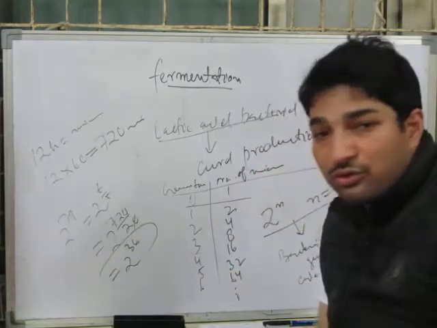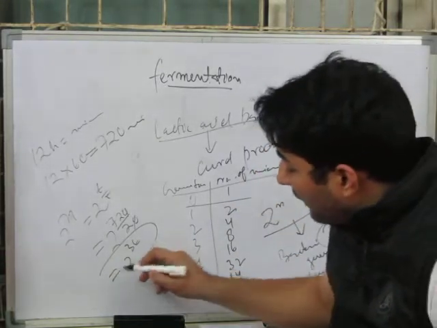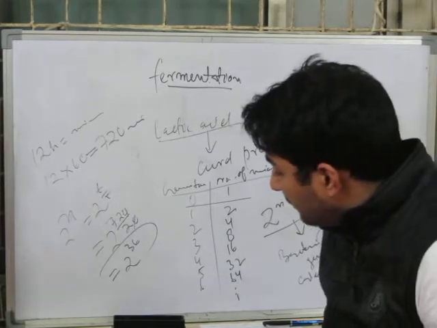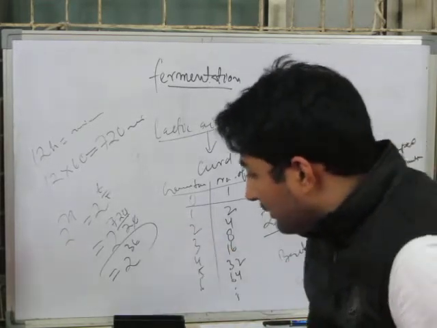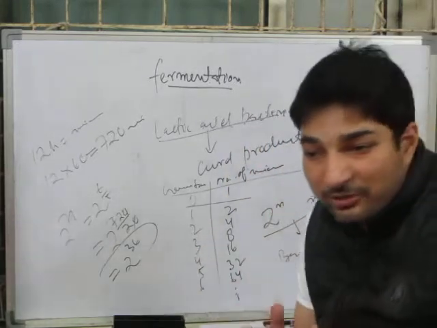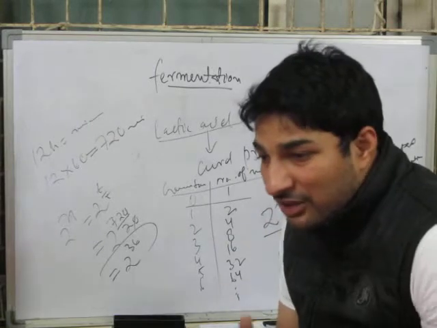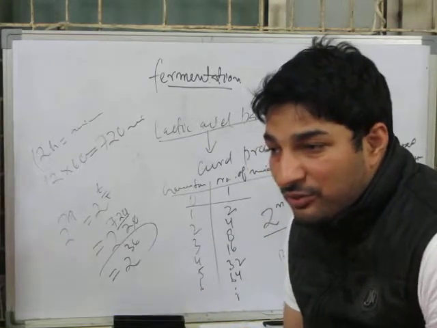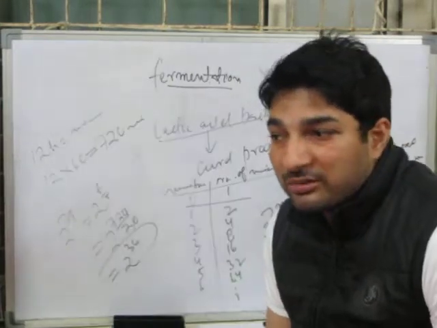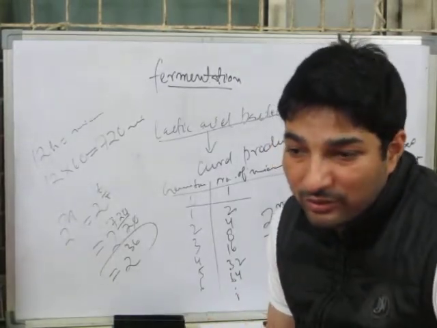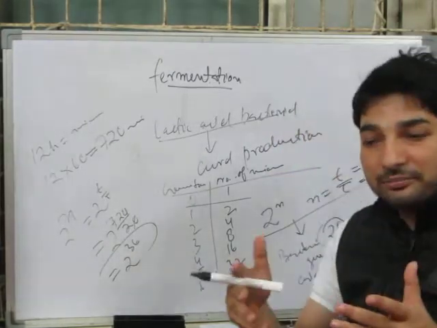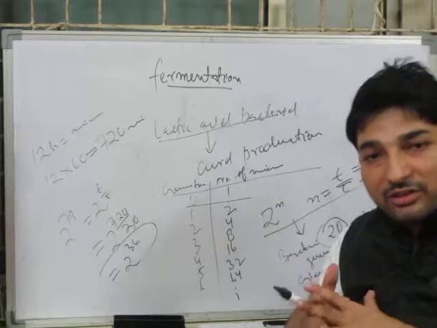So after 12 hours, the number of microorganisms will be 2 raised to the power 36. This much bacteria will be present in that particular type of food. And these bacteria will produce a unique flavor in that food, which is referred to as fermented food. This is the meaning of fermentation in food technology.